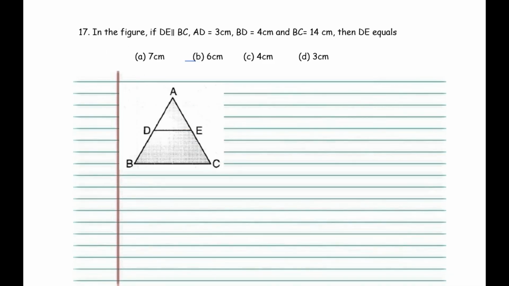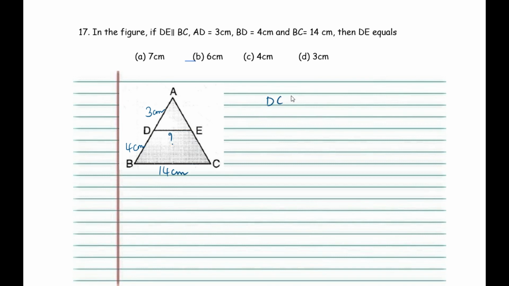Students, now moving to question number 17. In the figure, if DE is parallel to BC and given AD is 3 centimeter and BD is 4 centimeter and BC is 14 centimeter, we need to find out the length DE.